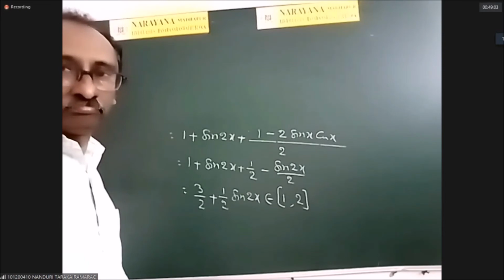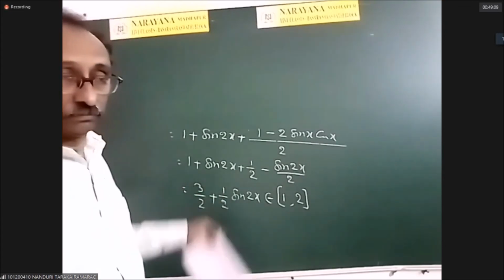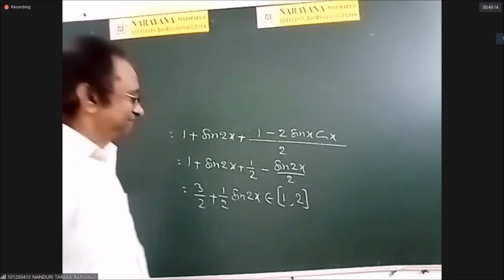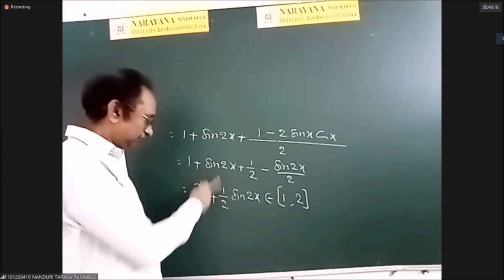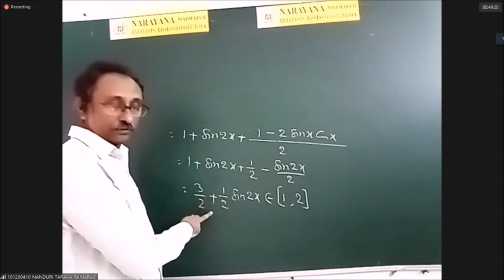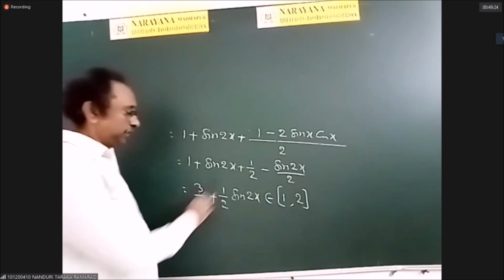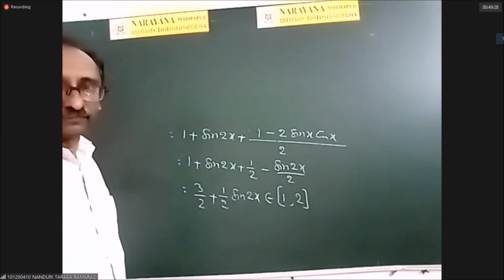Should take any doubts? Sir, once explain last but one step, sir. This one? Yes, sir. What is the doubt? Explain that step, sir. Last two steps. This to this? Yes, sir. What is 1 plus half? 3/2. And sin 2x minus sin 2x by 2? Okay, sir. Got it, sir.